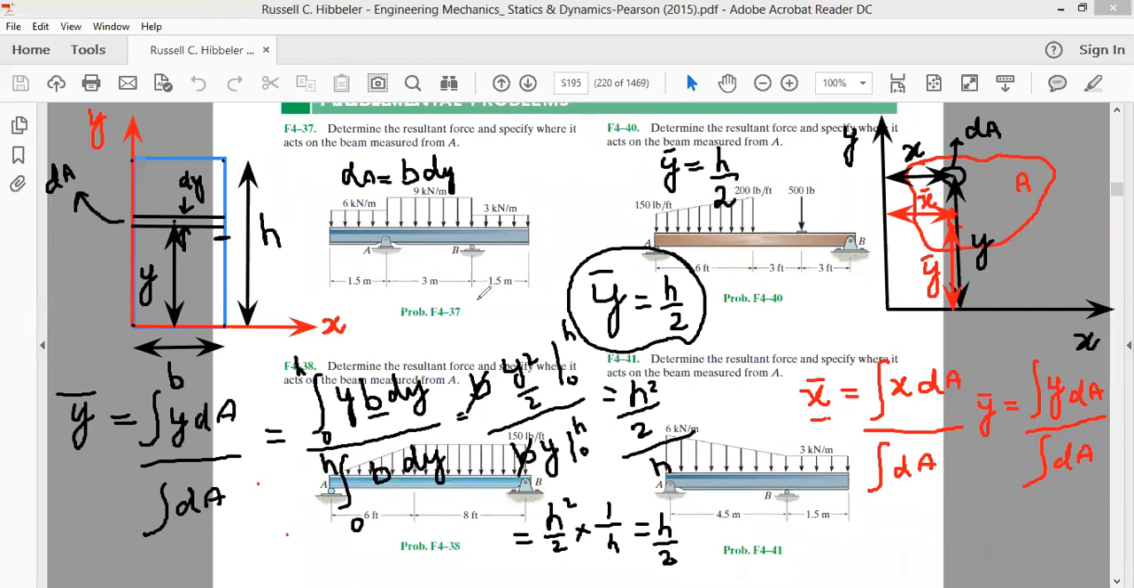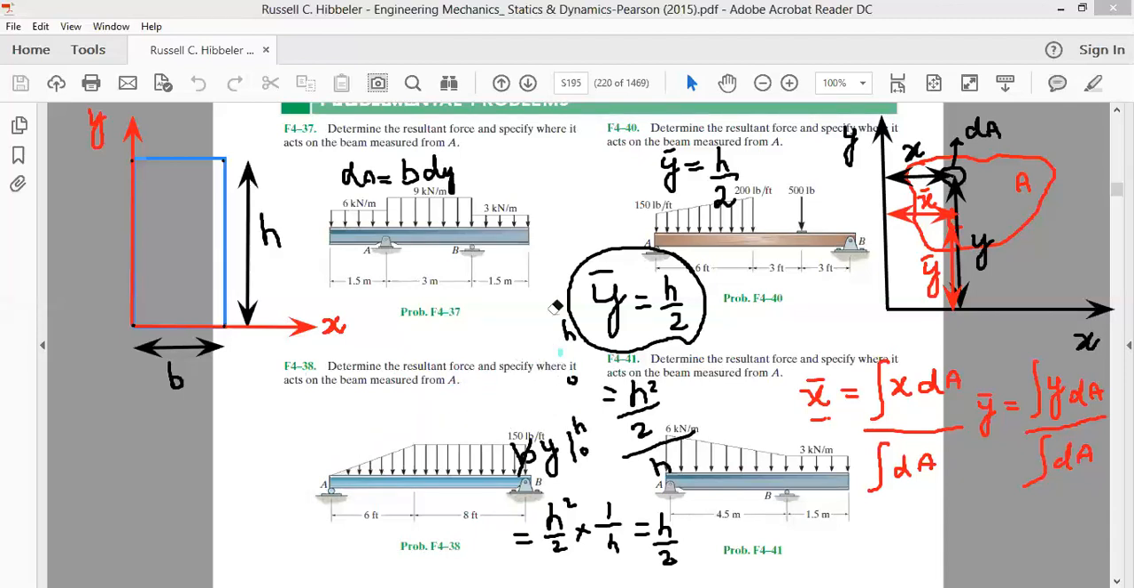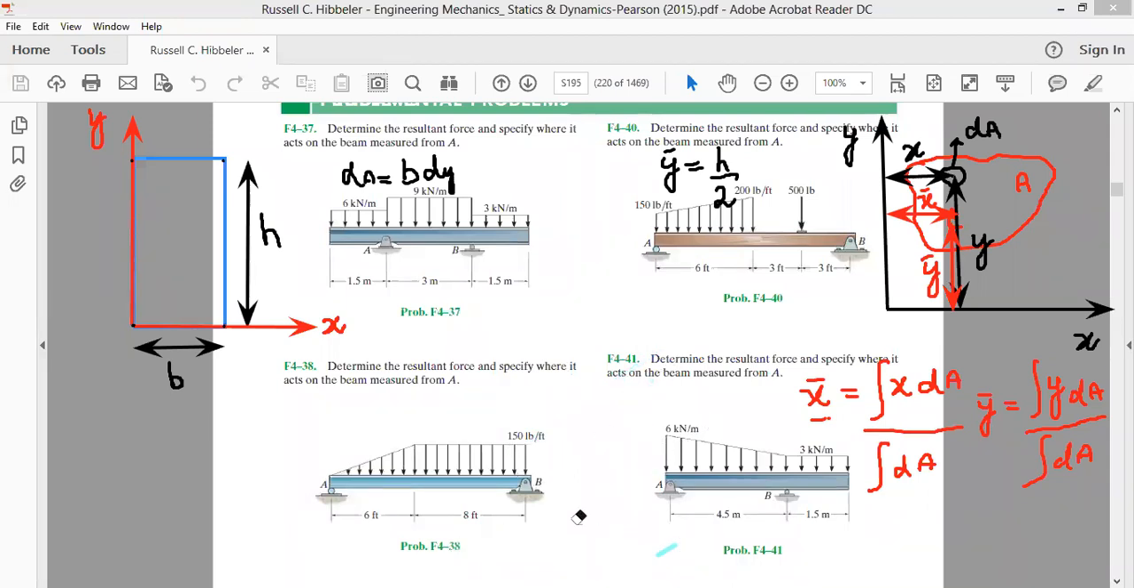Now let me talk about the x coordinate. Let's find out the x coordinate of the centroid. How do we find the x coordinate of the centroid? Let me erase this one.